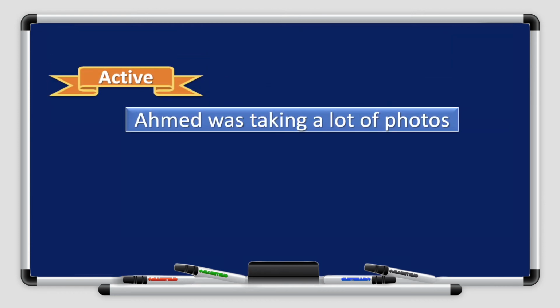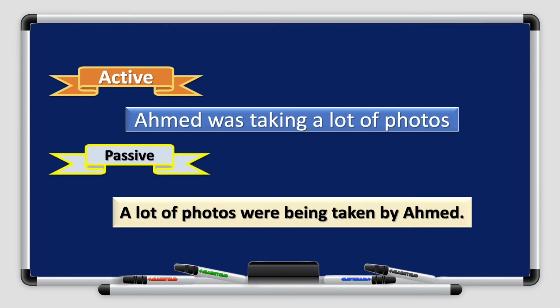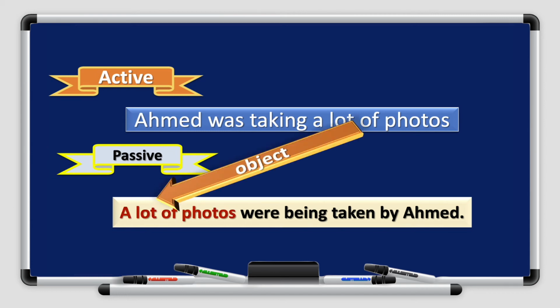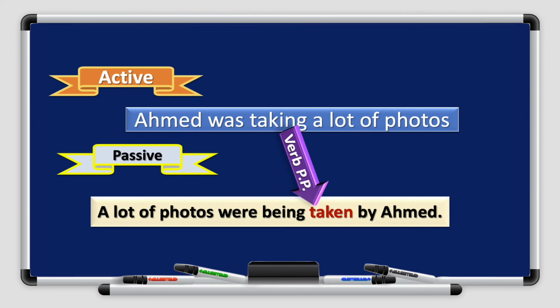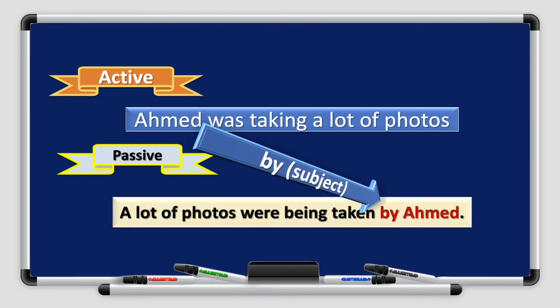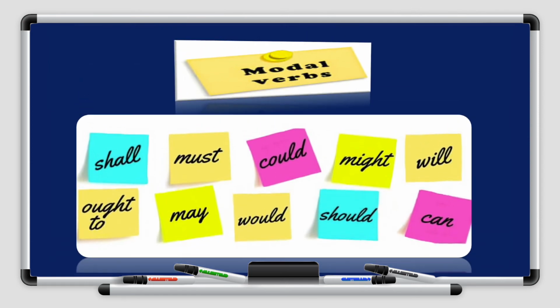Let's take a look at another example. Ahmed was taking a lot of photos. Can you locate the object so we can start our passive sentence? Yes, photos, a lot of photos were being taken by Ahmed. A lot of photos, our object, were verb to be, followed by being, followed by the verb 3, taken, and finally by the subject.